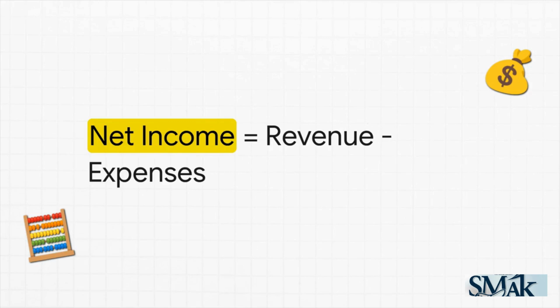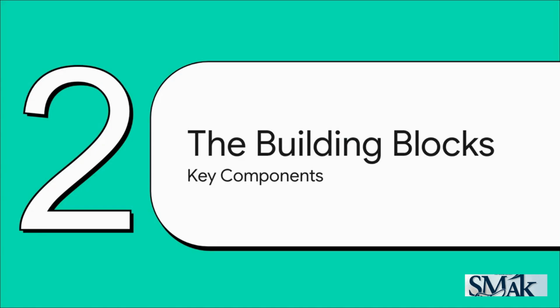And you know what? That entire financial movie really just boils down to one surprisingly simple formula. Net income equals revenue minus expenses. That's it. That is the fundamental math used to figure out if a company is actually turning a profit or if it's bleeding money and taking a loss. It's just the money coming in minus the money going out. Okay, let's move right along to section 2 and see how this actually builds.